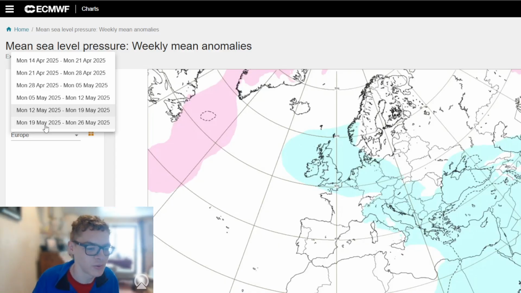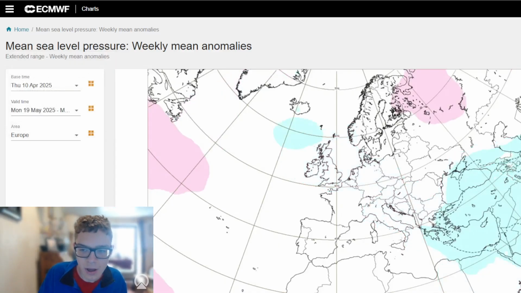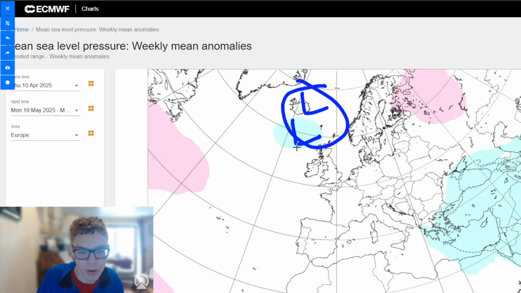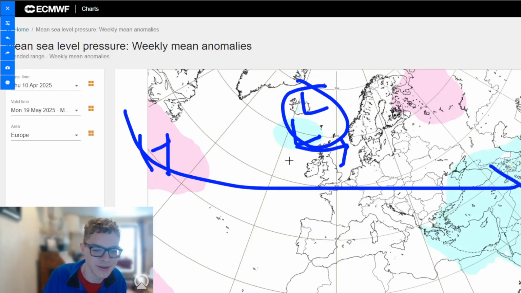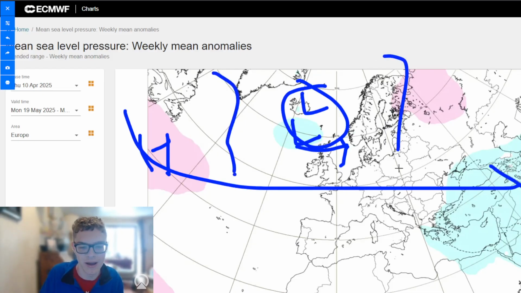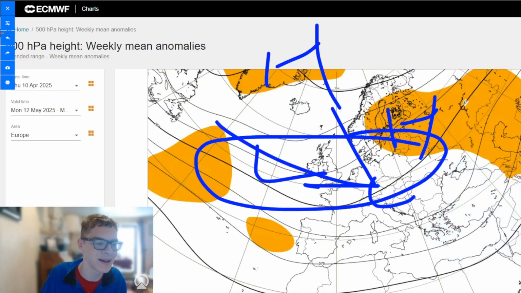Week 6 will be the 19th of May to the 26th of May. A weak signal because we're a long way off, but low pressure sat between Iceland and the UK, probably bringing the most unsettled conditions into Scotland. High pressure looks like it's along the jet stream, but it's a little bit tough to say. Probably a big fat question mark because we have no idea what's going on in that one.